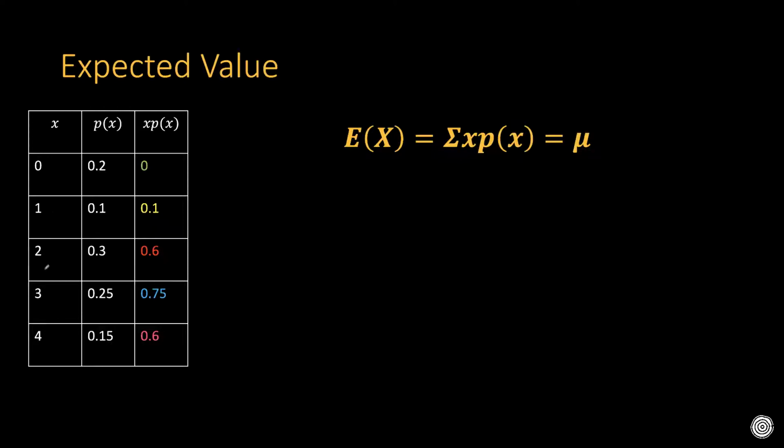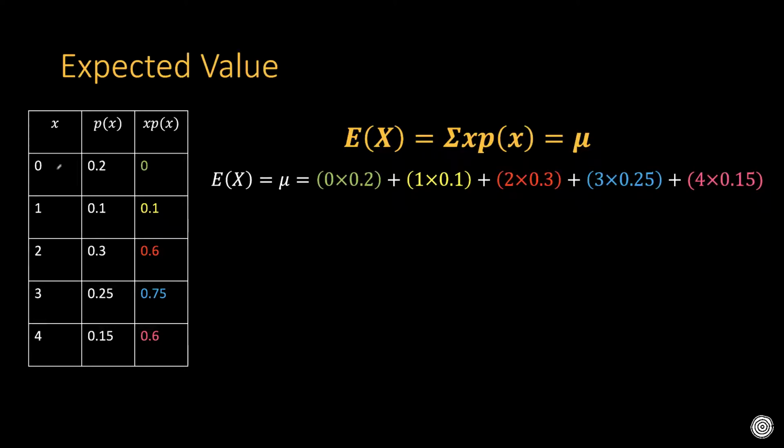So I've got my values 0, 1, 2, 3, and 4, their respective probabilities here, and then I've just drawn up a third column, which is just my x times p of x, and I've done those multiplications. So 0 times 0.2 gives me 0, 1 times 0.1 gives me 0.1, 2 times 0.3 gives me 0.6, 3 times 0.25 gives me 0.75, and 4 times 0.15 gives me 0.6. I then add them all up, and that gives me an answer of 2.05. So my expected value for this distribution is 2.05.